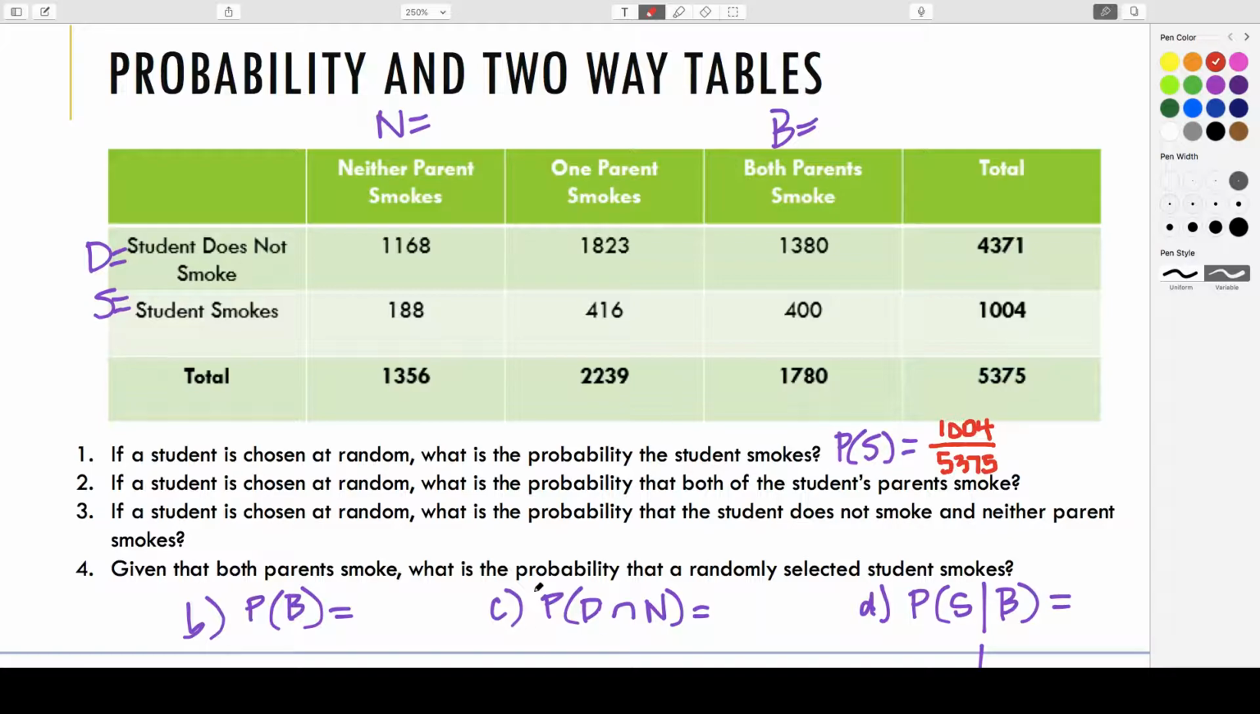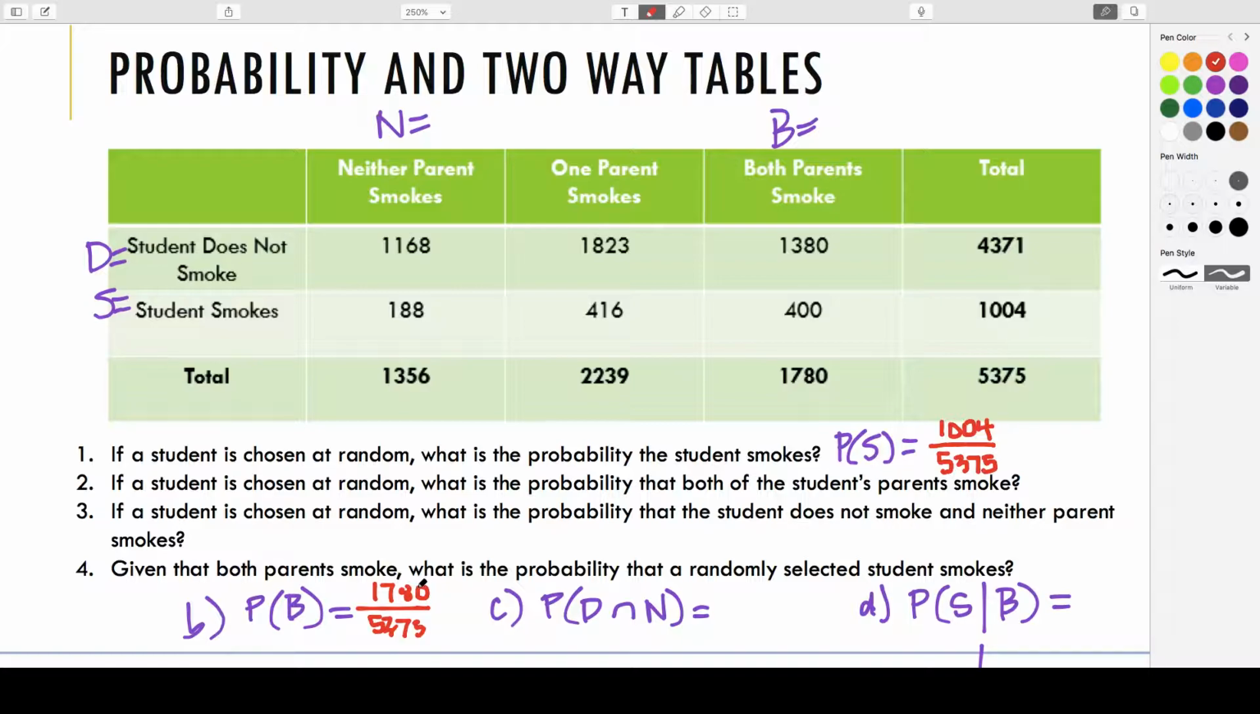All right, B, coming down here. I meant number 2. If a student is chosen at random, what's the probability that both of the student's parents smoke? So I'm going to let that be B. What is it out of? 5,375. And what's the top number? 1,780. So both of the parents smoke. That is 1,780. Good.